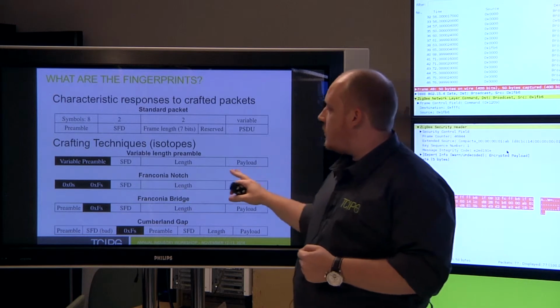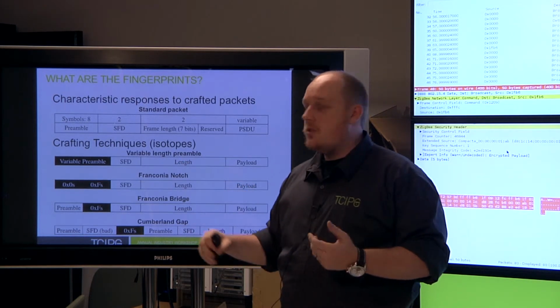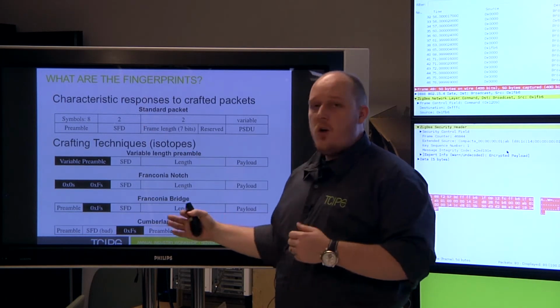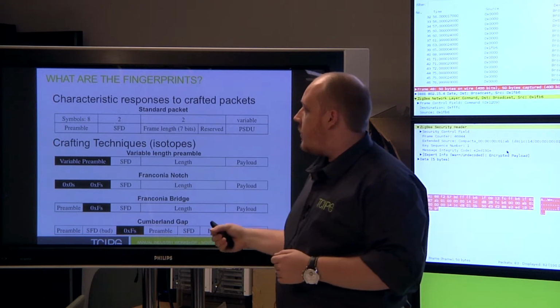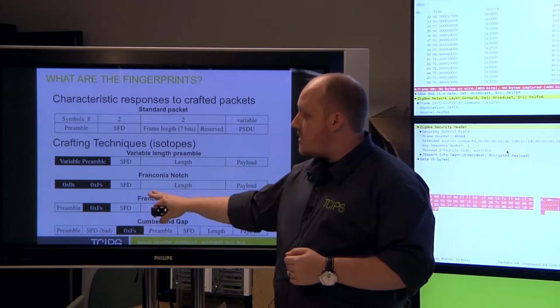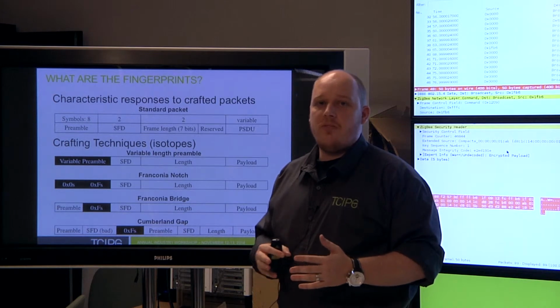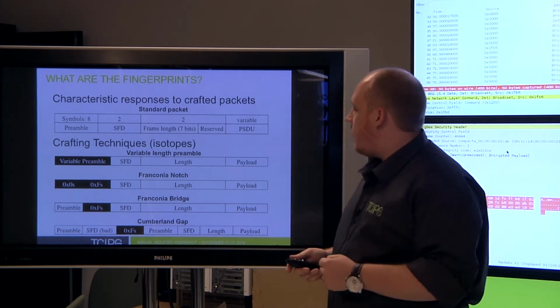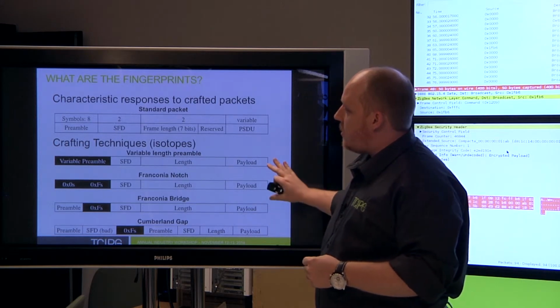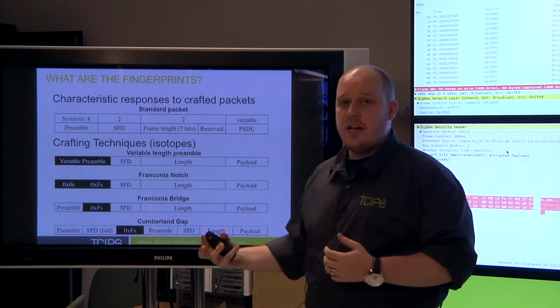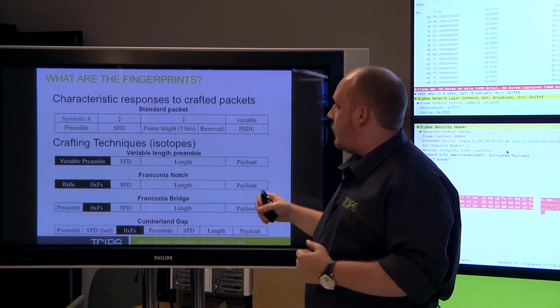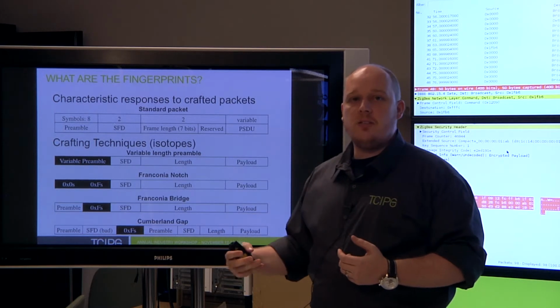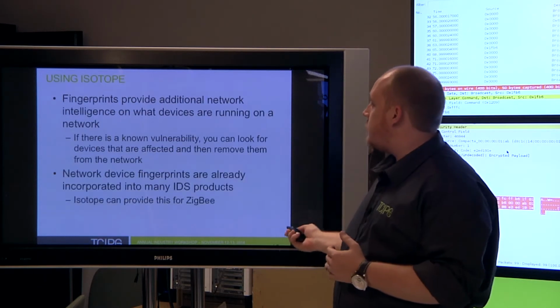One of the ways that we do this is to vary the length of the preamble. So, of course, the standard says that it should be 8. What happens if we change this? The standard says that the preamble should be 0s. What happens if we modify that in some way, inserting different values into the preamble? So these are our isotopes. These are packets that we will send out in some manner and look for the responses, and these responses will become characteristic of the devices.